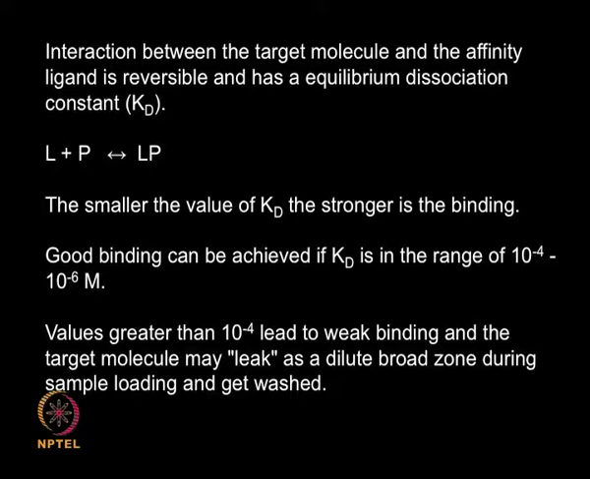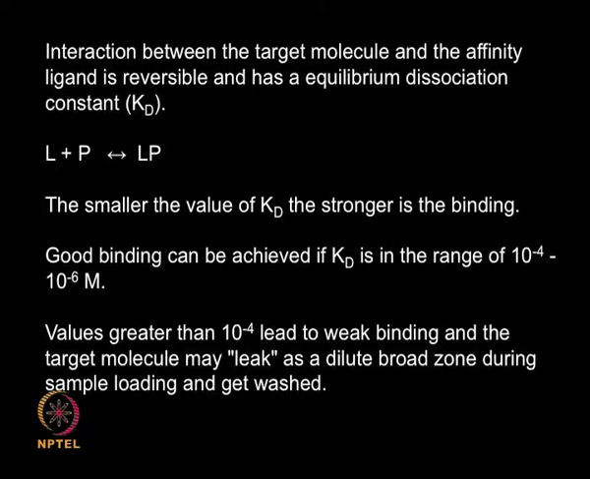So if the values are greater than 10 power minus 4, then you are going to have weak binding and the target molecule may leak as a dilute broad zone. That means the binding is not going to be very strong and the target molecule will slowly start leaking out. That is called leaking during sample loading, and they start getting washed actually. So the best values of Kd should be in the range of 10 power minus 4 to 10 power minus 6.